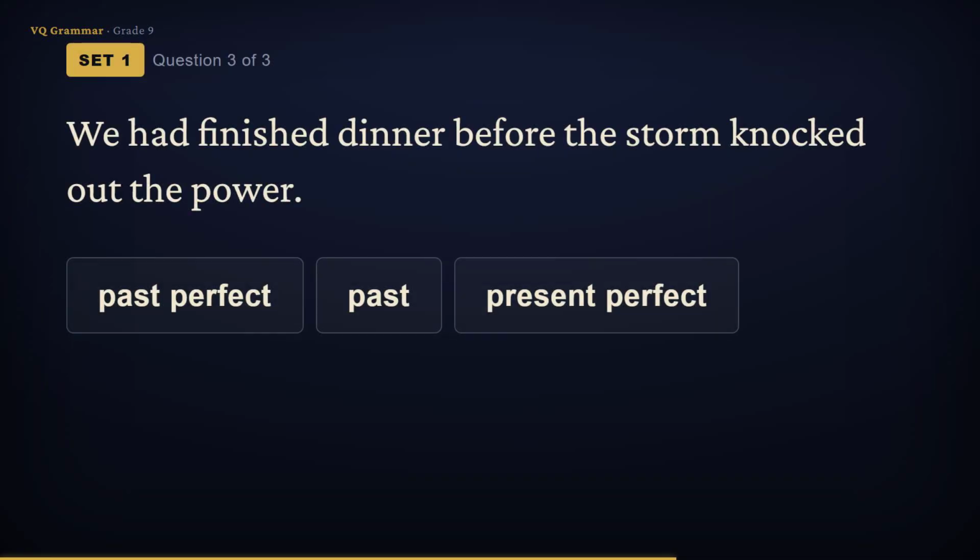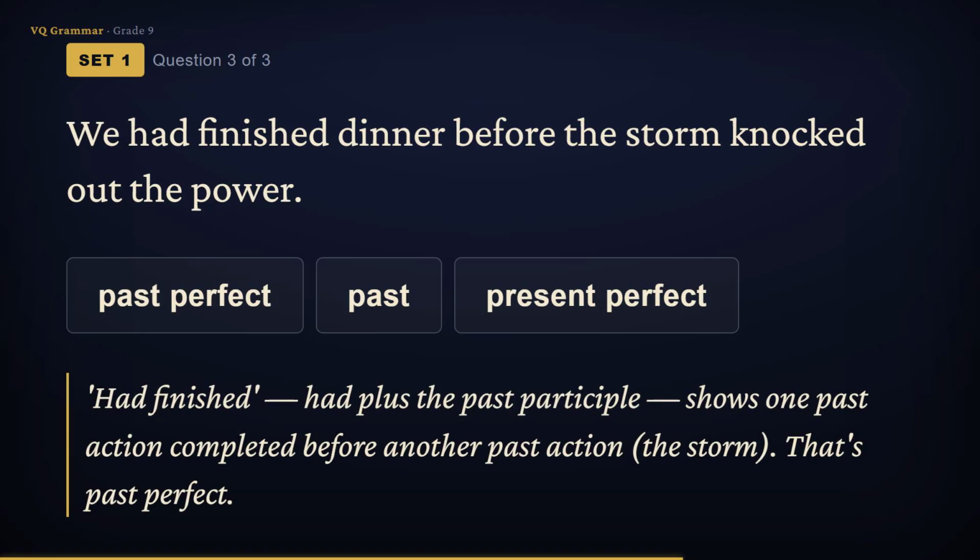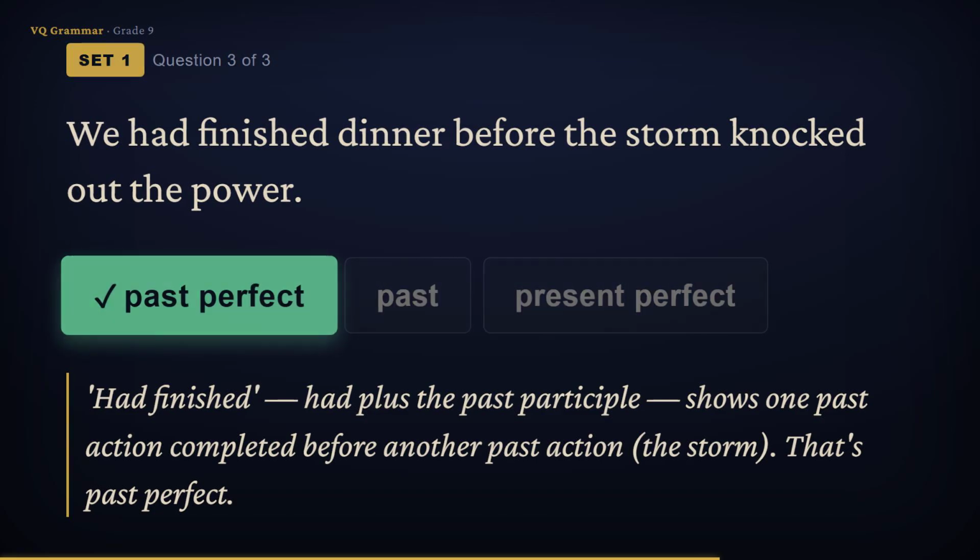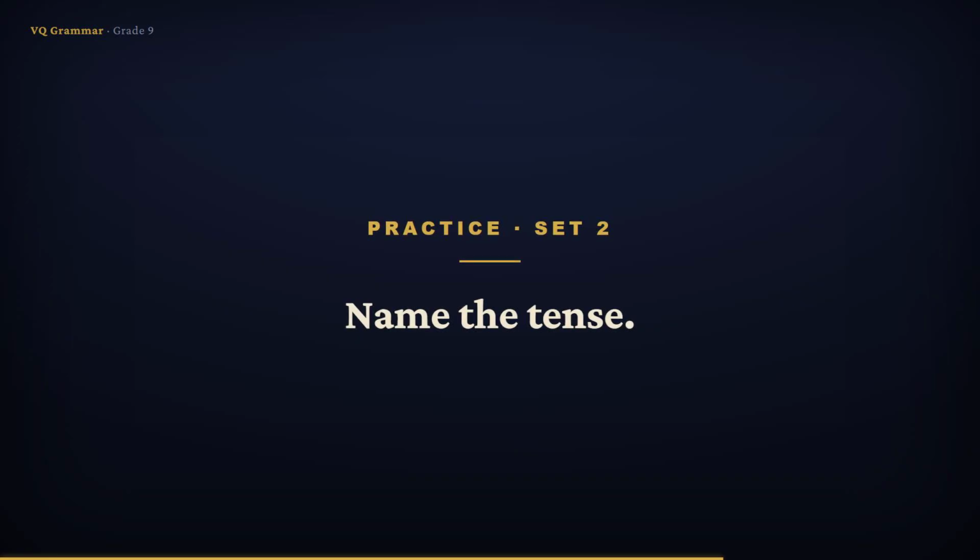We had finished dinner before the storm knocked out the power. The verb is had finished. The word had plus the past participle, finished. So it's a perfect tense. And notice there are 2 past events, the finishing and the storm. The finishing happened first, before the other past action. One past action completed before another. That's the past perfect.